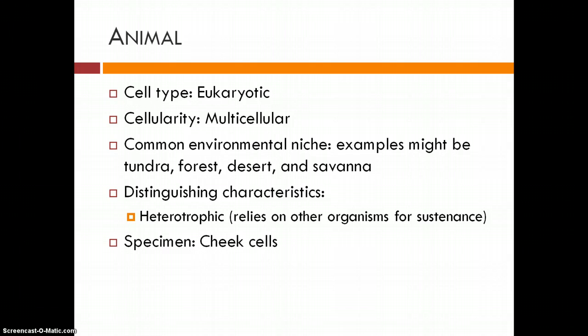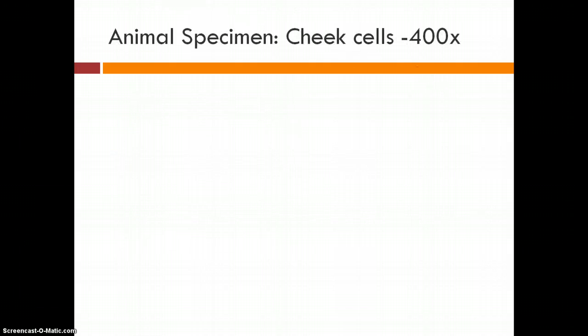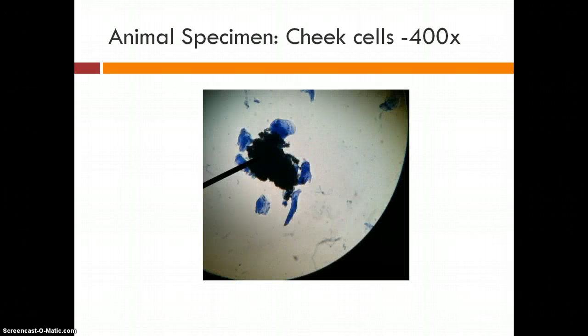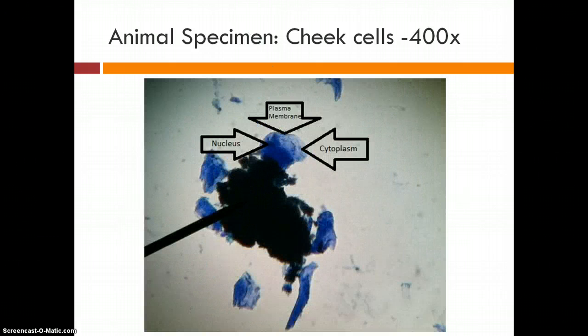The specimen that we observed were cheek cells. Here you can see our close-up picture of the animal sample at 400x magnification, my cheek cells. You can notice that the clumping of cells is a little hard to view, but that might be because we applied a bit too much methylene blue dye. Still, the important structures can be viewed. In this next picture, I have labeled the parts of the cell. Those parts are the cytoplasm, plasma membrane, and the nucleus.